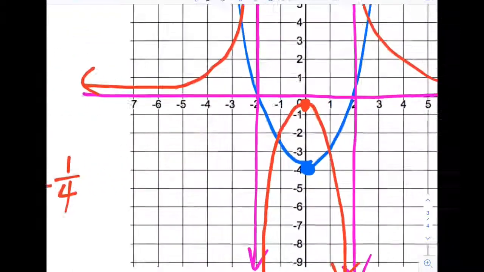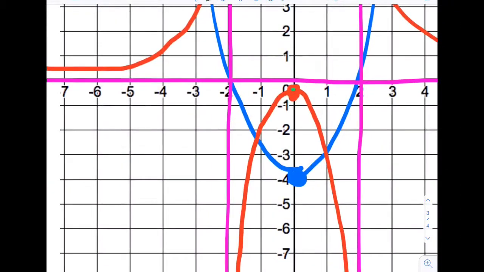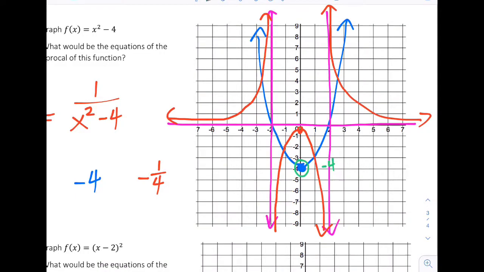And once again, how did we end up getting it to be -1 over 4? Well, I know that we have a minimum of -4. So the reciprocal of -4 is 1 over -4. And that's that point up there for the y value. So let's take that idea and we'll apply it to the next one as well.